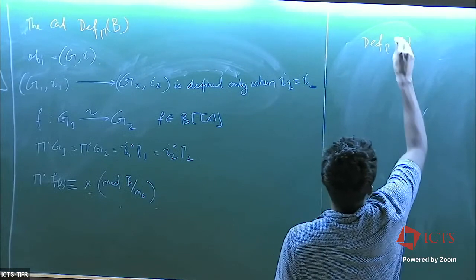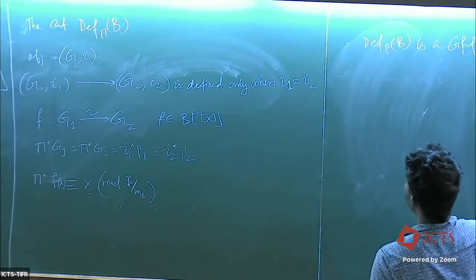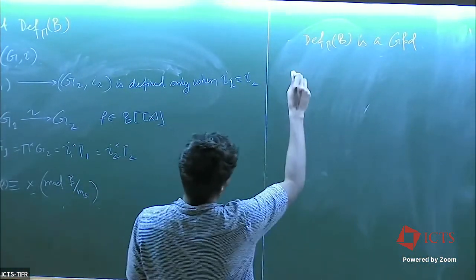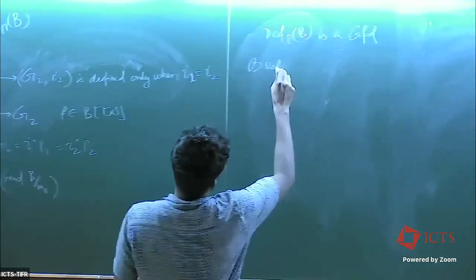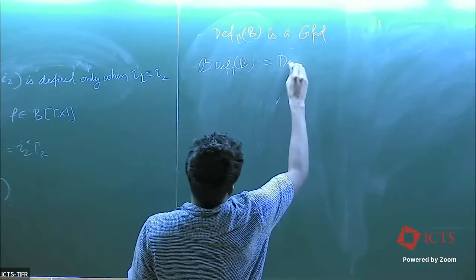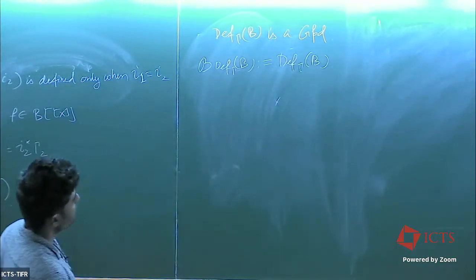Deformation(gamma, B) is a groupoid, and I can take the classifying space of this guy, which, by abuse of notation, I also write as Deformation(gamma, B). So that's okay.